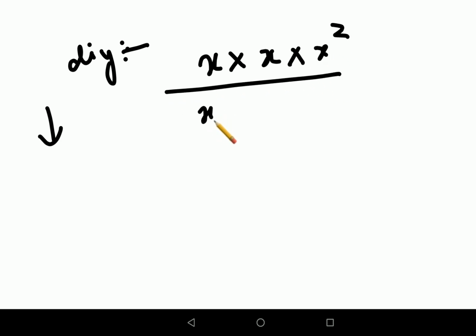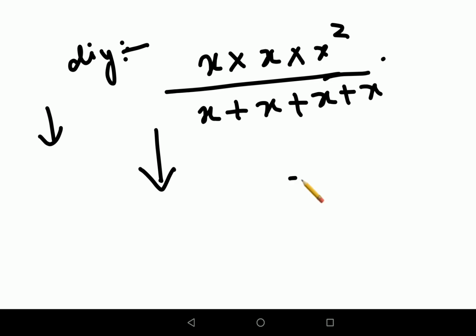Now for your DIY, please tell me what will be x into x square upon x plus x plus x plus x. I'm not going to make it equal to anything. I want your answers in the form of x. So please let me know what will be the answer for this one.